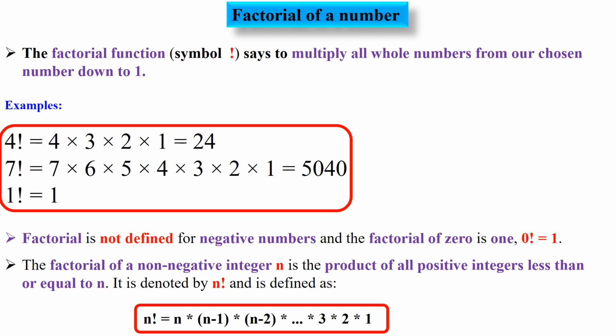Factorial is not defined for negative numbers, and the factorial of 0 is 1. 0 factorial equals 1. The factorial of a non-negative integer n is the product of all positive integers less than or equal to n. It is denoted by n factorial and is defined as n factorial equals n times n minus 1 times n minus 2 times, and so on, times 3 times 2 times 1.